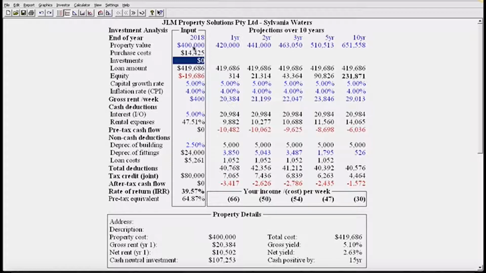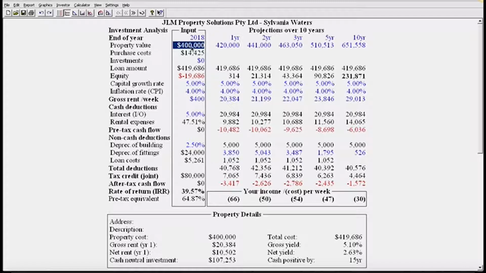Obviously, when you come in, I'll personalize this, but I'll create a generic scenario so you get an understanding of what I'm talking about. So I'll use a purchase price of $400,000. There are some wonderful investment opportunities in Australia, believe it or not, for around $400,000. And when you come in to see me, I'll show you those opportunities that I'm really excited about.